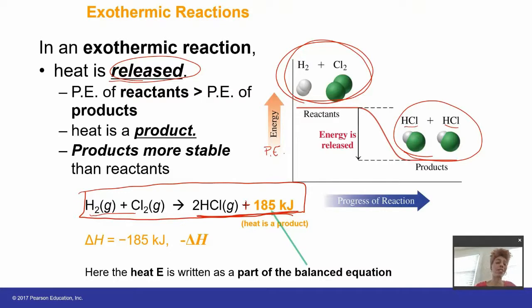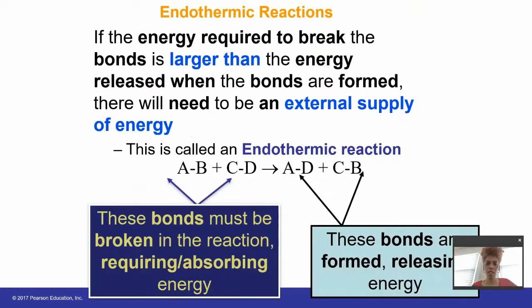Now, if we were to just see delta H written by itself, because this is an exothermic reaction, we're going to say that it has a negative value. Why is there a plus sign here? Because it is yielded in the reaction. It is considered a product in the chemical reaction. Okay, so here we see the heat energy written as a part of the balanced equation. If we see it by itself, it's always going to be written as a negative value. So exothermic reaction.